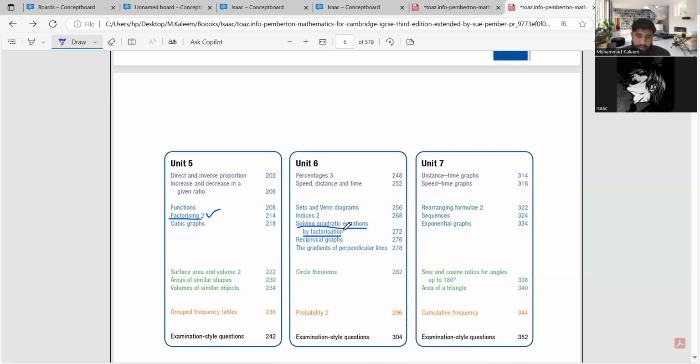Haven't we already done quadratic equations? Yeah, in the beginning. Oh, okay, then that's great. So even here we have to use the factorization method. Then we can start the next topic, a different one.